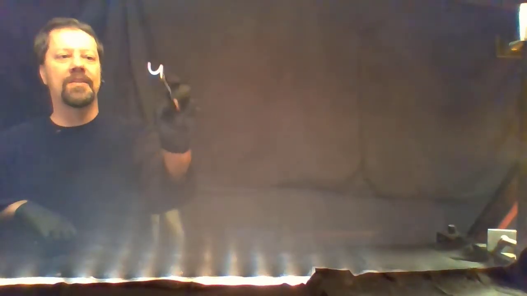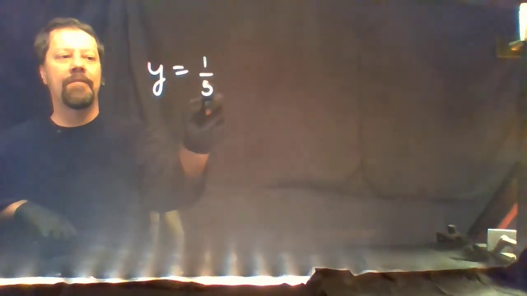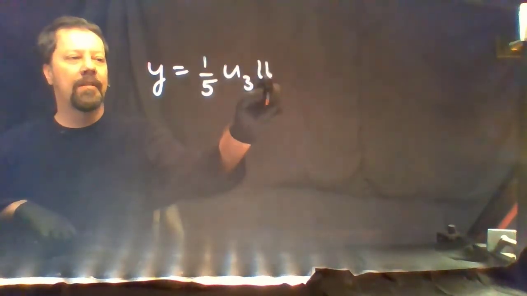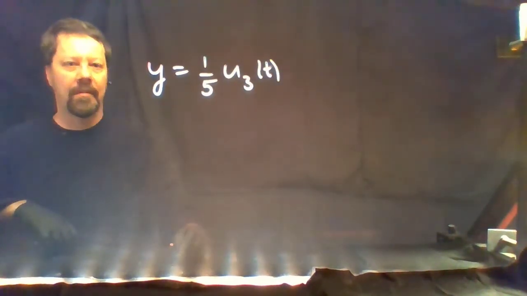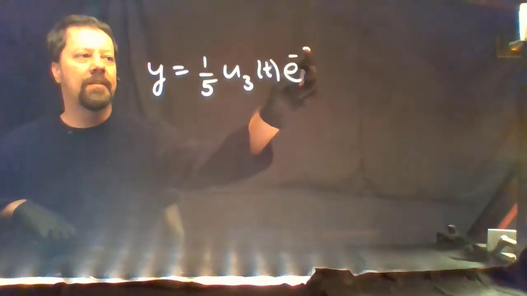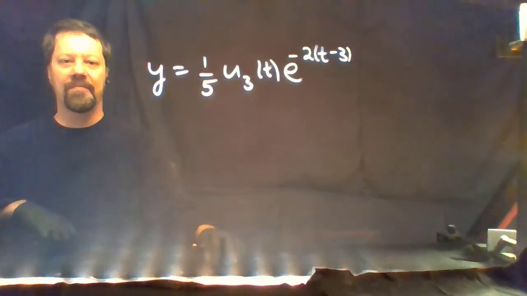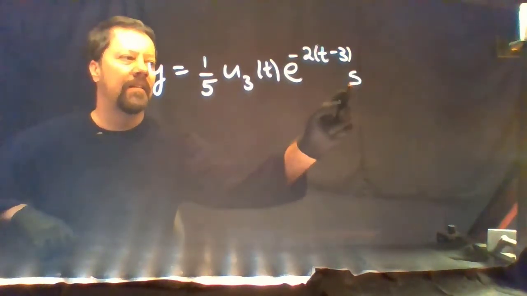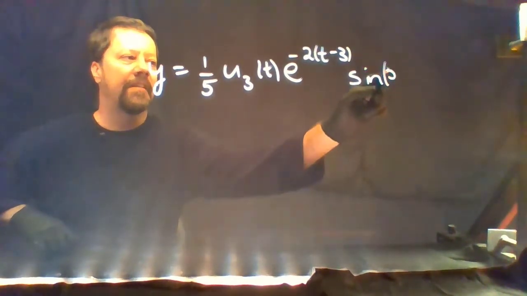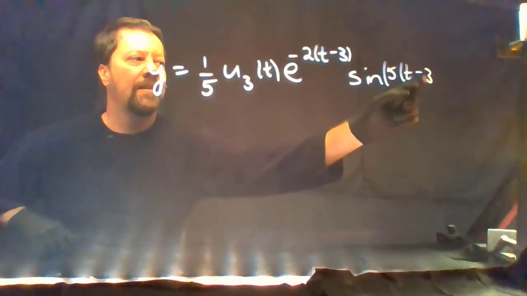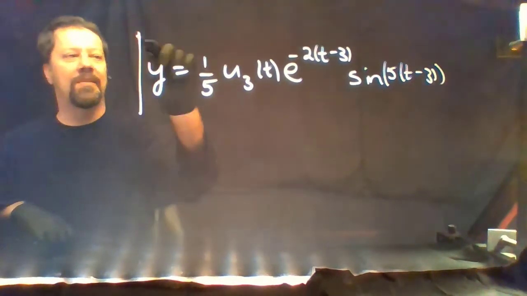The solution is y equals 1/5 u3 of t e to the minus 2 times t minus 3 sine of 5 times the quantity t minus 3.